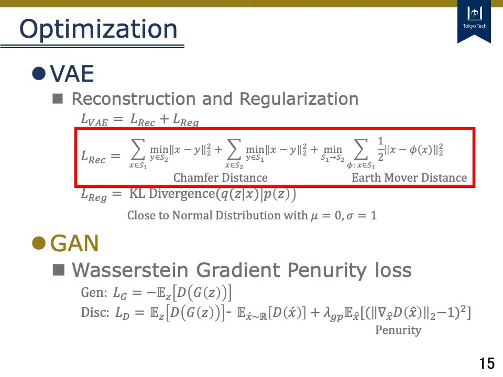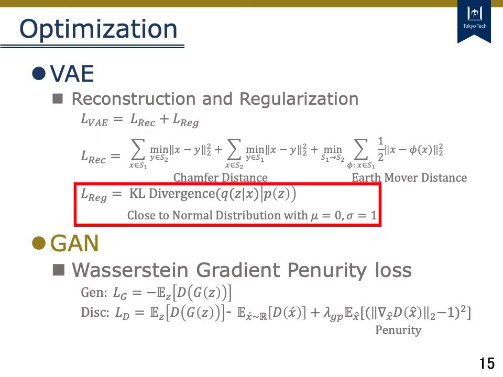The reconstruction loss calculates the distance between generated fake data and input data. As this distance, we use chamfer distance and earth mover distance. Generally, these distances are used for calculating the difference between two sets. Additionally, we use the regularization loss with KL divergence between an estimated latent distribution and prior distributions.